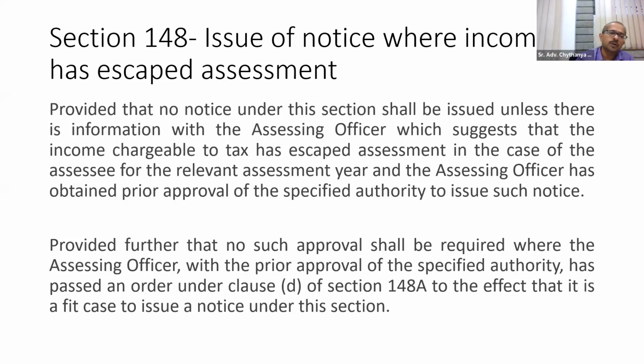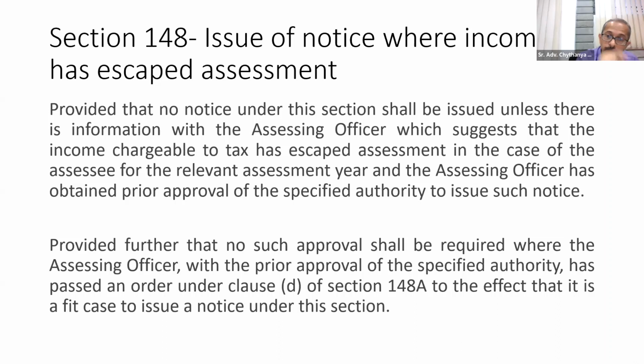Then 2022 brought in one more proviso. It said, further, that no such approval shall be required. The second limb is dispensed with where the AO, with the prior approval of the specified authority, has passed an order under 148A(d) to the effect that it's a fit case to issue notice under this section. So basically what they've done is, they've realized that anyway before passing the order under 148A(d), the AO would have obtained the approval of the specified authority. Then the issue of 148 is a mechanical task, once it is said in the order under 148A that it's a fit case to issue notice. So therefore, one more approval may not be required.